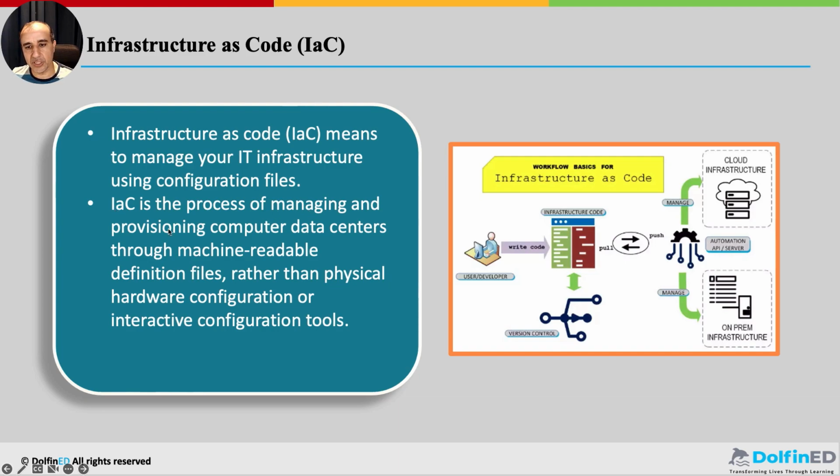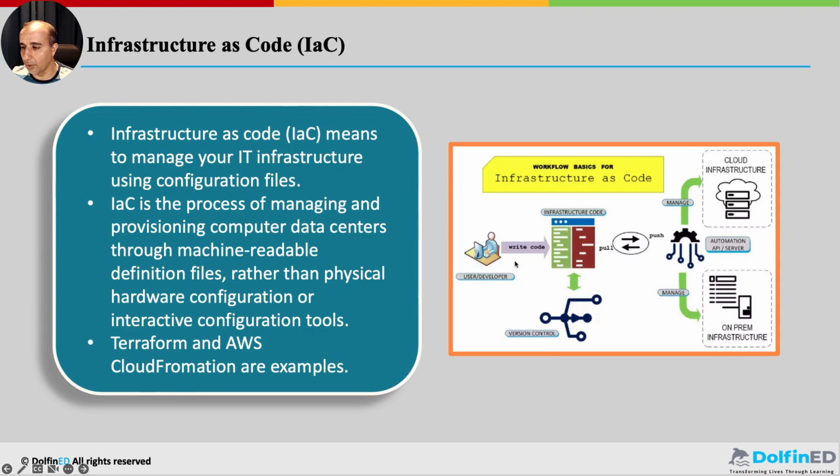That's the process of managing and provisioning computer data centers. So the entire data center can be defined in configuration files that can be used, as opposed to physical hardware configuration, where someone gets dispatched to start configuring and deploying, or even interactive configuration tools like the AWS Management Console or portals and all that. So that's what infrastructure as code is, and that's very important. And Terraform is the most famous and most common one, and it's vendor agnostic. So it can work on AWS, on Azure, on Google, on Alibaba, on IBM, or even on premises as well.